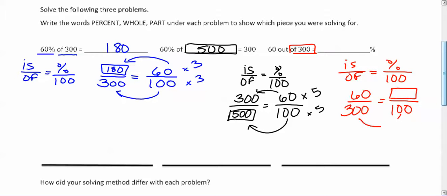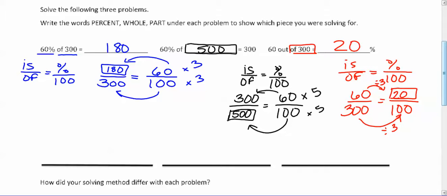So to get from 300 to 100, what am I doing? You're dividing by 3. Very good. It's getting smaller, so we're dividing by 3. You were right. Yep. You second guessed yourself. 60 divided by 3 is? 20. Very good. So it's 20%.